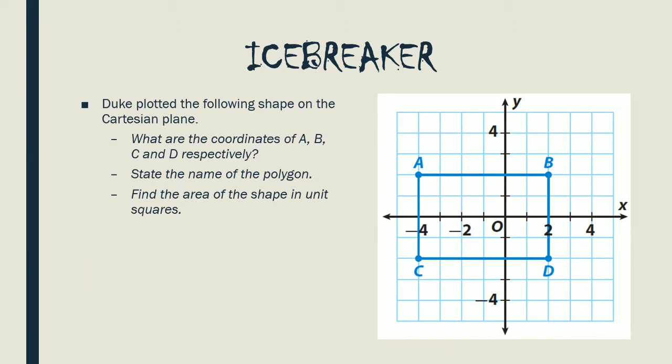Let's get started with an icebreaker. You plotted the following shape on the Cartesian plane. Use a diagram to answer the following questions. What are the coordinates of A, B, C, and D respectively? State the name of the polygon. Find the area of the shape in unit squares.